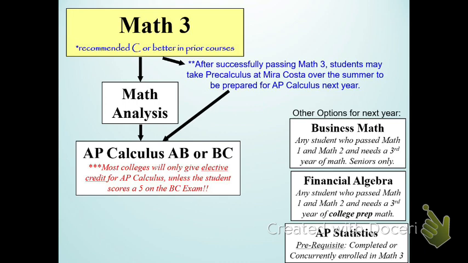After Math 3, the course students would take is Math Analysis, which is pre-calculus, and then they can move into AP Calculus A, B, or BC. But there are other avenues to do that. So for example, after successfully passing Math 3 this summer, they could sign up and take pre-calculus at MiraCosta in a 6-week summer course and then be prepared for AP Calculus next year. Other options that they can do are business math, which is seniors only, but also counts for a year of math, financial algebra, which counts as college preparatory toward college admissions, and AP Statistics.